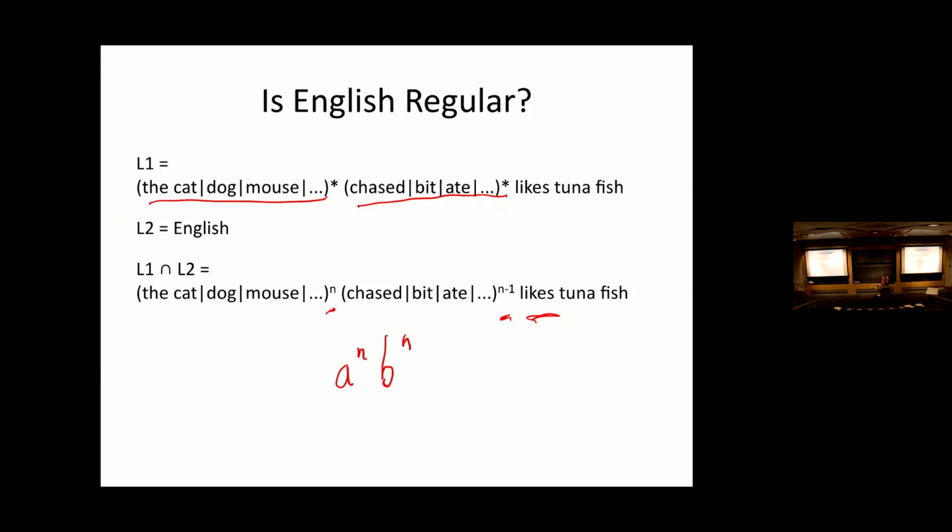Can you describe a to the n, b to the n using a regular grammar? Or a regular expression? Or a finite state automaton? So you can keep on going without looping, right? There's no loop. There can be no loop. So according to the pumping lemma, this language cannot be regular.